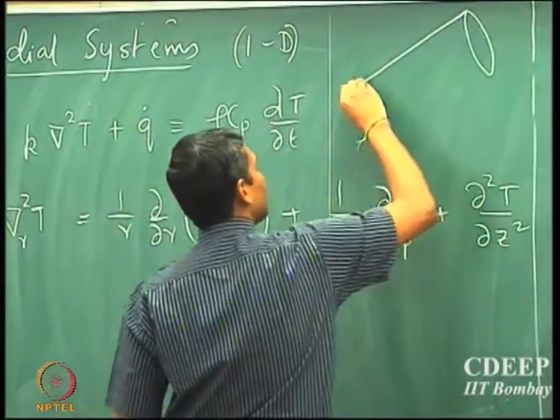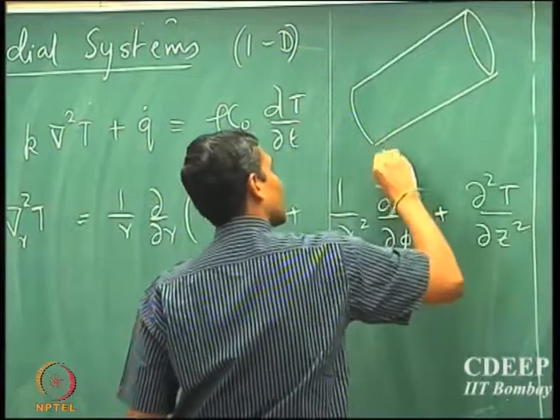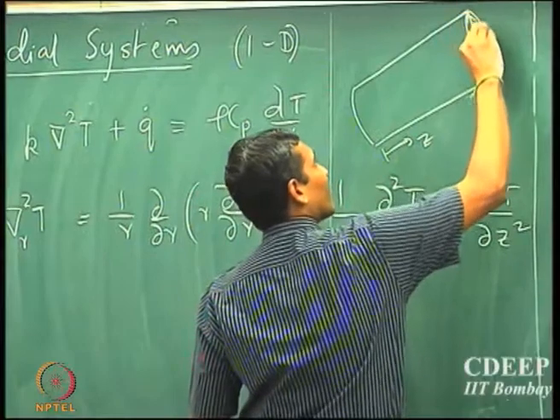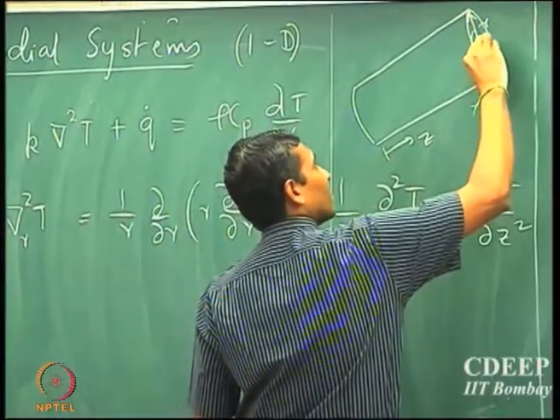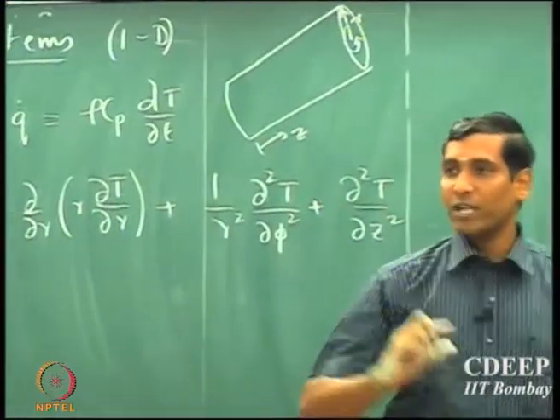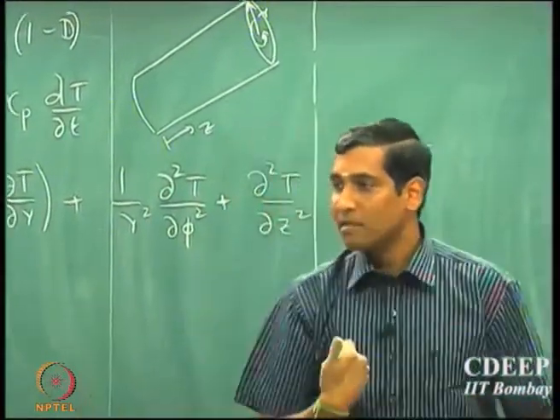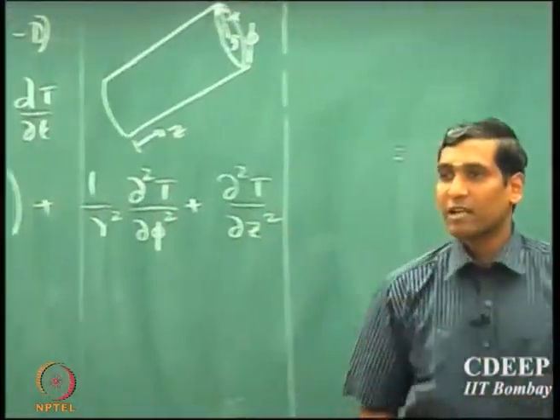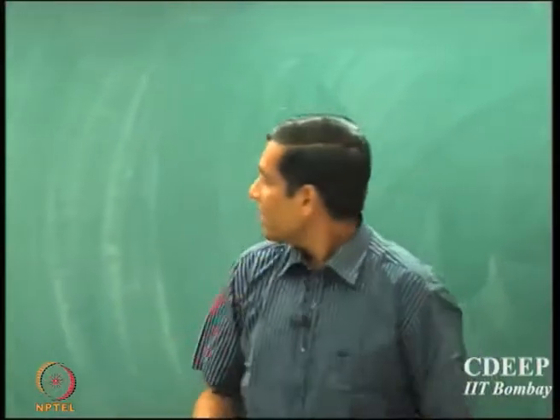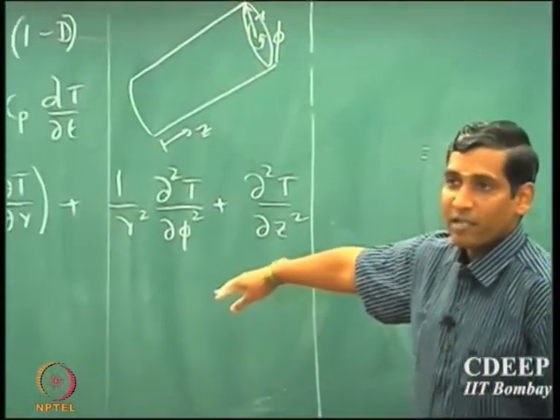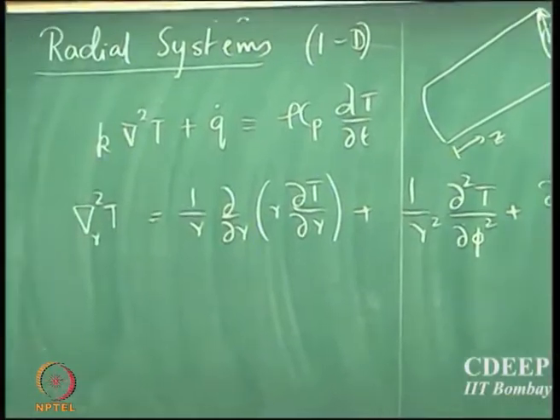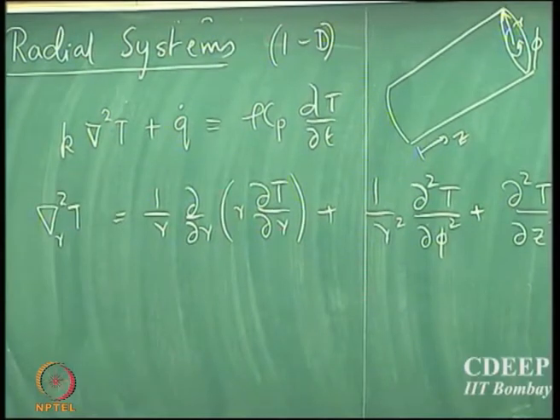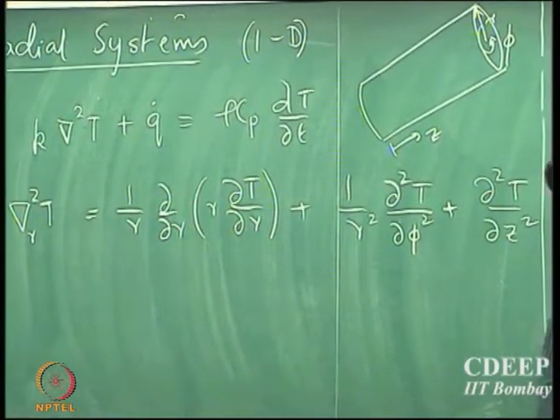So if this is a cylinder, that is the z direction, and this is the radial direction, and the curve around it. So there is an angle around every radial point, and that angle is what is called phi. Okay. So these are the three coordinates of a cylindrical system, and this is the general Laplacian in the cylindrical coordinate system. Okay. So now what we are going to do is look at the coaxial cylindrical system.